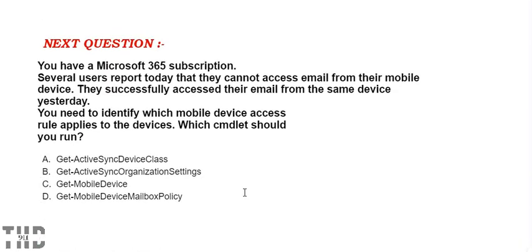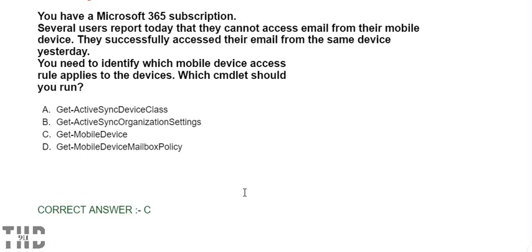Next, you have a Microsoft 365 subscription. Several users report today that they cannot access the email from their mobile device. They successfully accessed their email from the same device yesterday. You need to identify which mobile device access rule applies to the devices. Which cmdlet should you run?